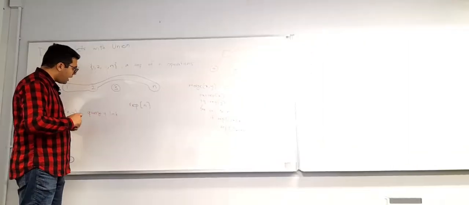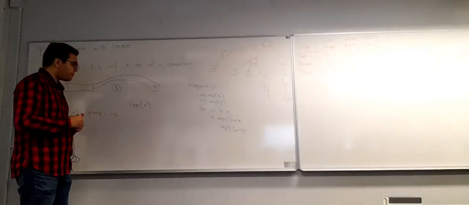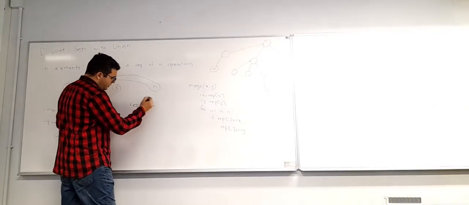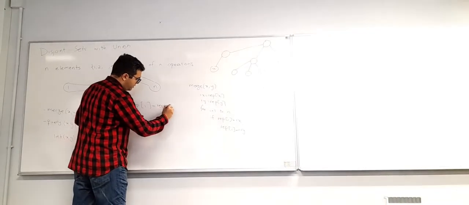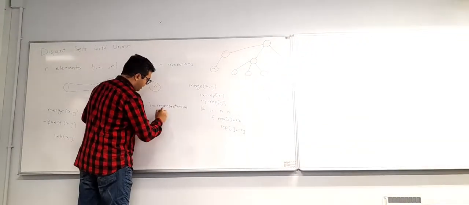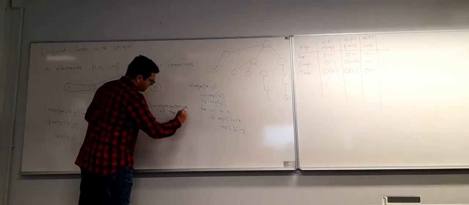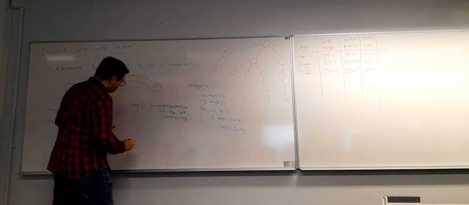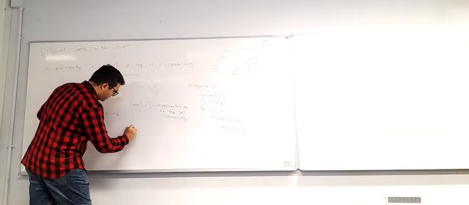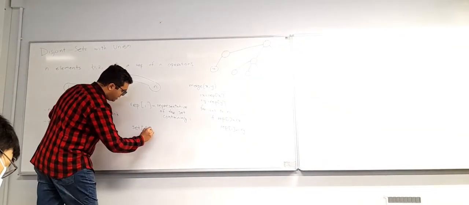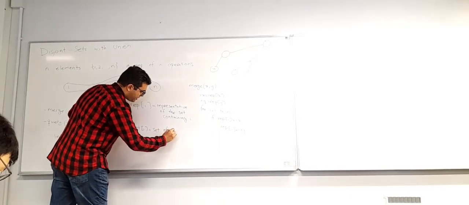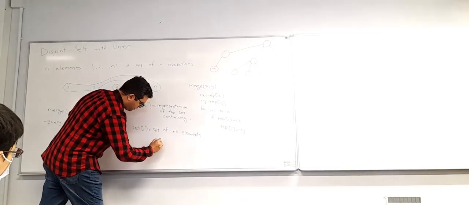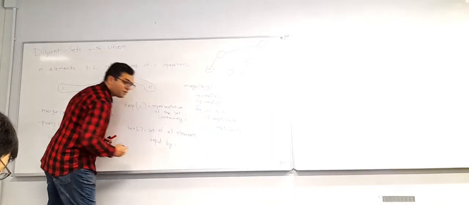So what I can do is that I can just keep track of the sets. So I can have something like this. Representative of I was the representative of the set containing I. But now I can also do the opposite. Maybe I can just write set of I to be the set of all elements represented by I.